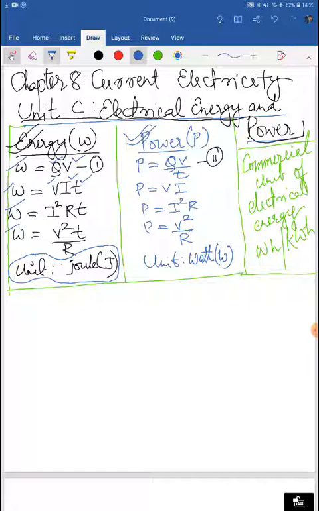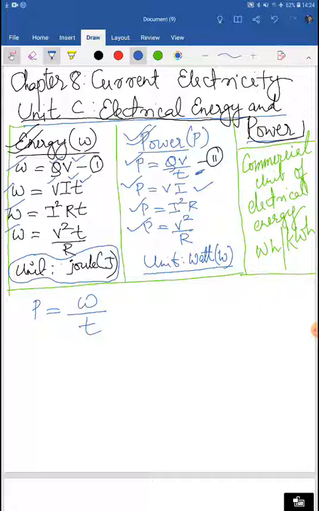Then again we learned about power. You know power is rate of doing work. P is equals to W by T. Isn't it? From that concept, we got the first relation P equals to QV by T. Second, P equals to VI. Third, power equals to I square R. And fourth, power equals to V square by R. And we also learned about the SI unit of power, that is watt, denoted by capital letter W.